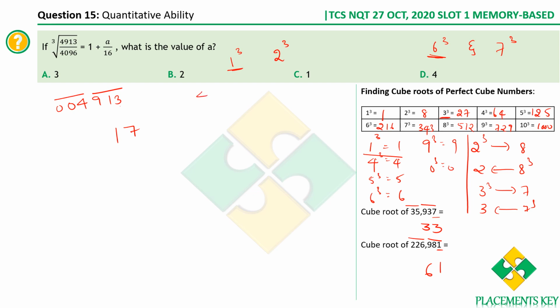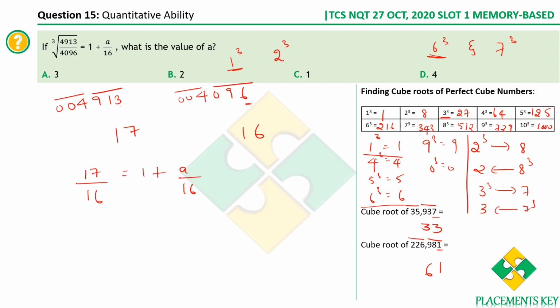Similarly, what is the cube root of 4096? Again group 3 terms, and you get 004 and 096. If it is 6, you know it has to be 6, and then 4 again lies between 1 cube and 2 cube, so the value is 16. Okay, so now the question is simplified: the cube root of so much, which is 17 by 16, is equal to 1 plus a by 16.